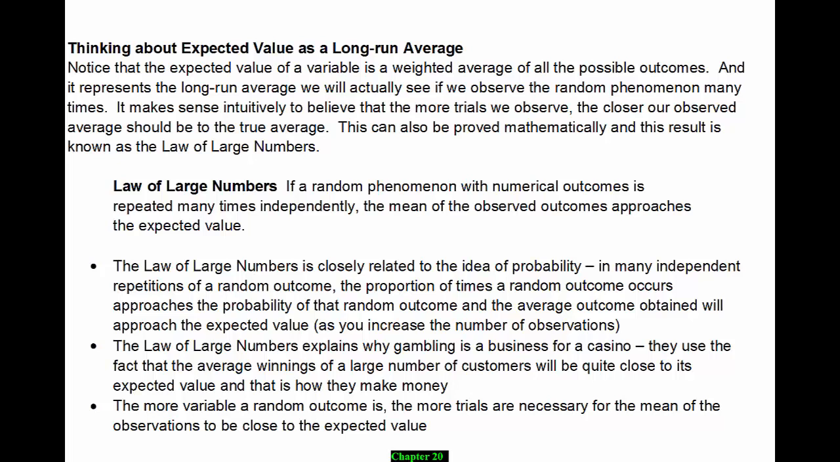It makes sense intuitively to believe that the more trials we observe, the closer our observed average should be to the true average. This can be proved mathematically, and that's the law of large numbers. So once again, if a random phenomenon with numerical outcomes is repeated many times independently, the mean of the observed outcomes approaches the expected value. And remember that expected value is another word for population mean.